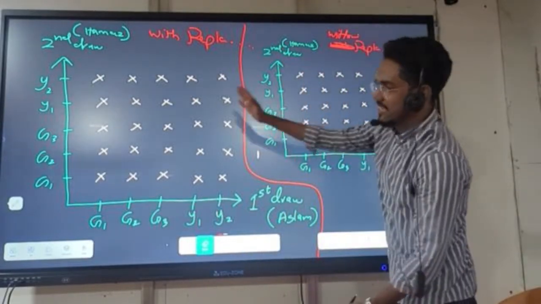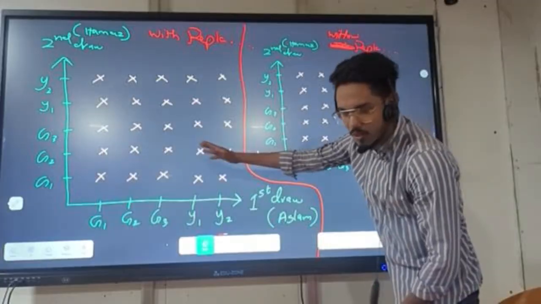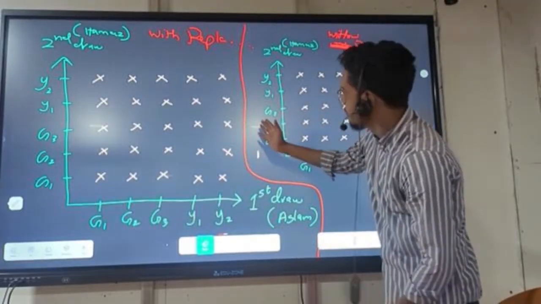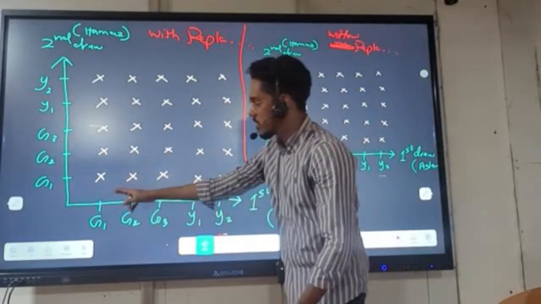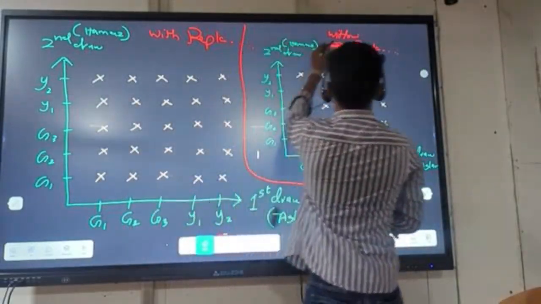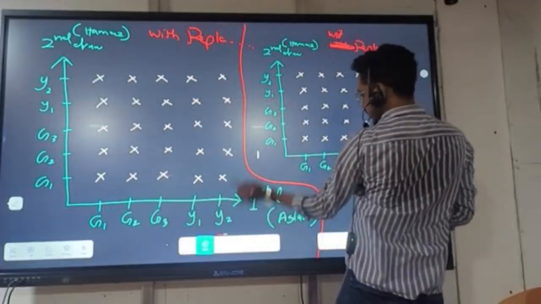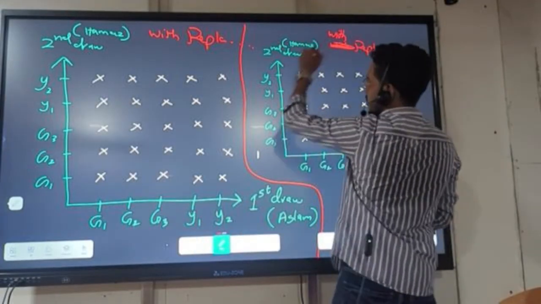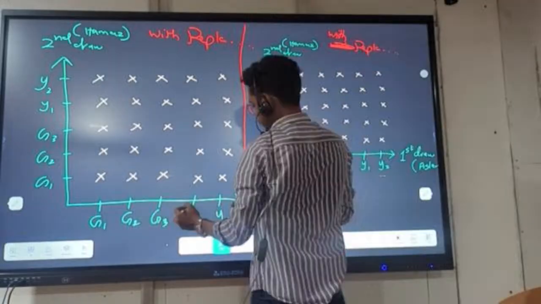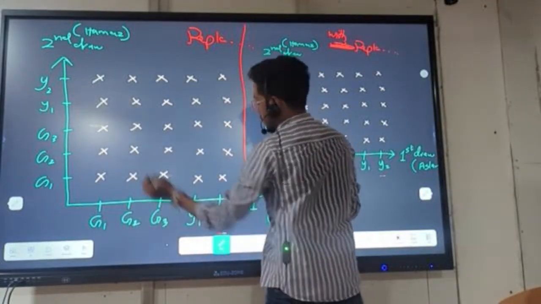okay, I'll take this side as without replacement, because I can't erase this since I have taken a screenshot. I'll come to this. So in without replacement, wait, let me take this as with replacement. We'll take this as with replacement, this as without replacement.